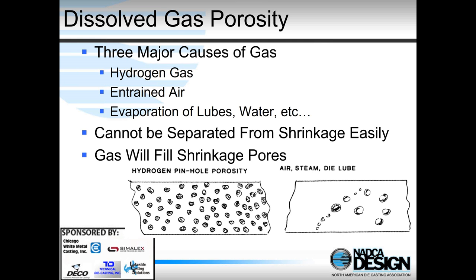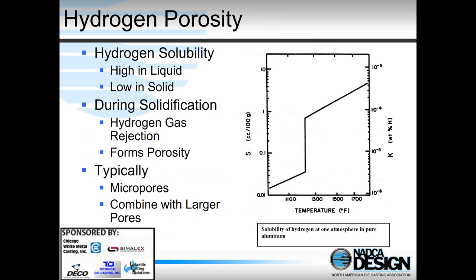And in die castings, one of the issues we have is it's often quite difficult to separate gas porosity from shrinkage porosity because gas often fills the shrinkage pores. But it's obviously really, really critical, as we'll see, because the way we address it, both from a design point of view as well as from a process point of view, is very, very different. And if we're not clear what the cause is, then we're going to address it incorrectly. So let's talk about each one of these three types of gas porosity in a little bit more detail.